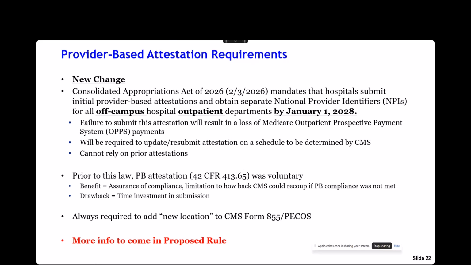And let's see here. So this is due by 1/1 of 28, so there's still a little bit of time, but there are obviously several different units. Failure to submit the attestation will result in a loss of the OPPS payment. And the other thing is, they haven't worked out all the details yet, but it's not just a one-time attestation. The first attestation is due by January 1st of 2028, and then however long it takes to review after that.